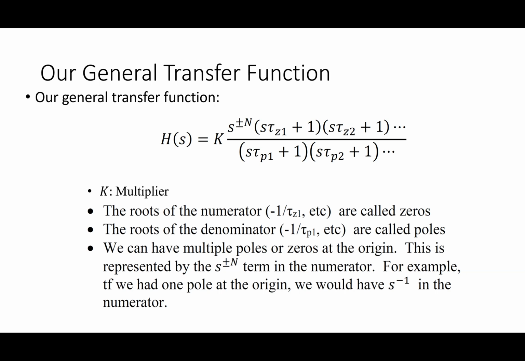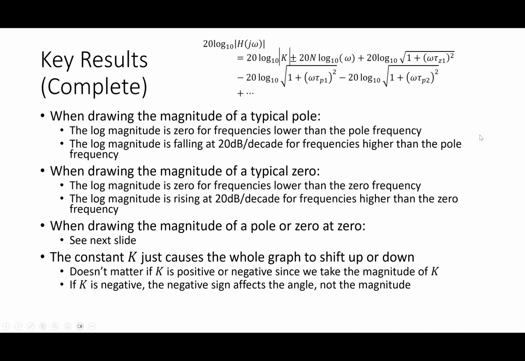Okay. Zeros cause magnitudes to do what? What does a zero ultimately cause the magnitude to do? Ultimately it causes it to rise. Poles ultimately cause it to fall. When they start to fall is at the location of the pole or zero frequency. Okay, that's the basic idea.